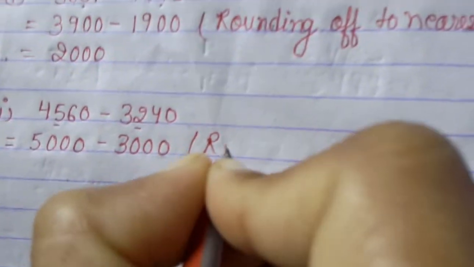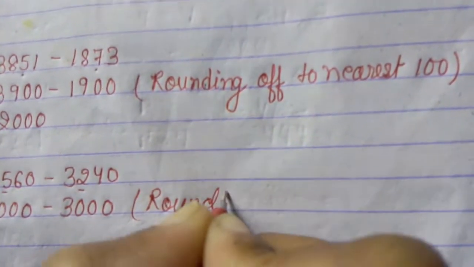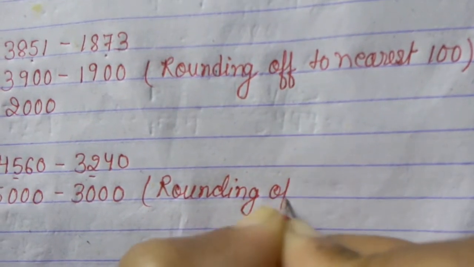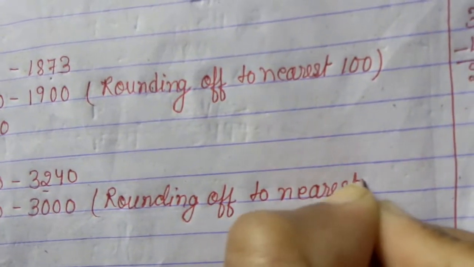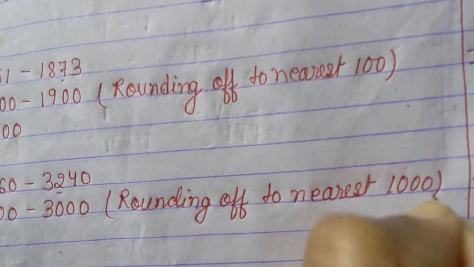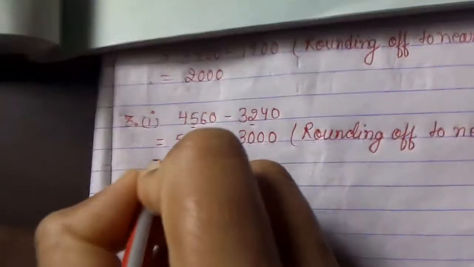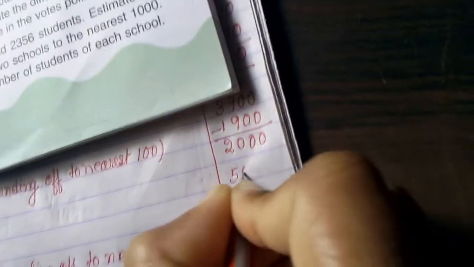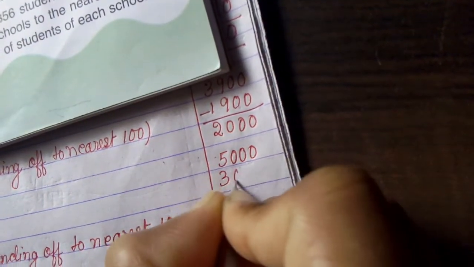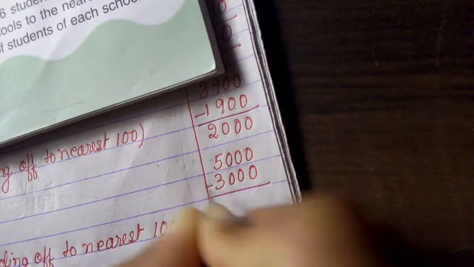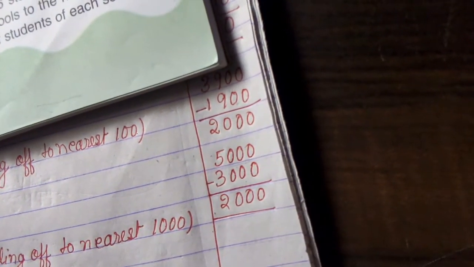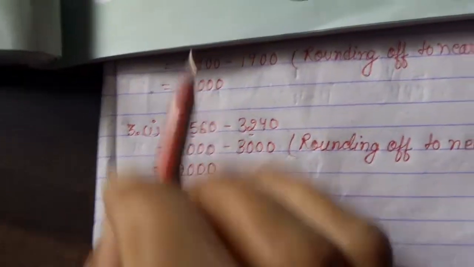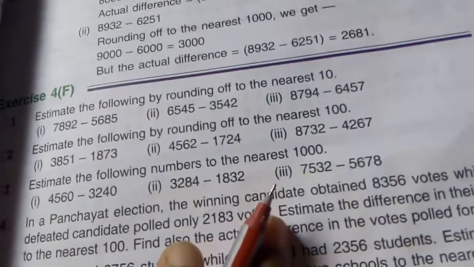Here in the bracket we have to write rounding off to nearest thousand. You can use the rough page. So the answer is 2000. So we can do 2 number and 3 number as.